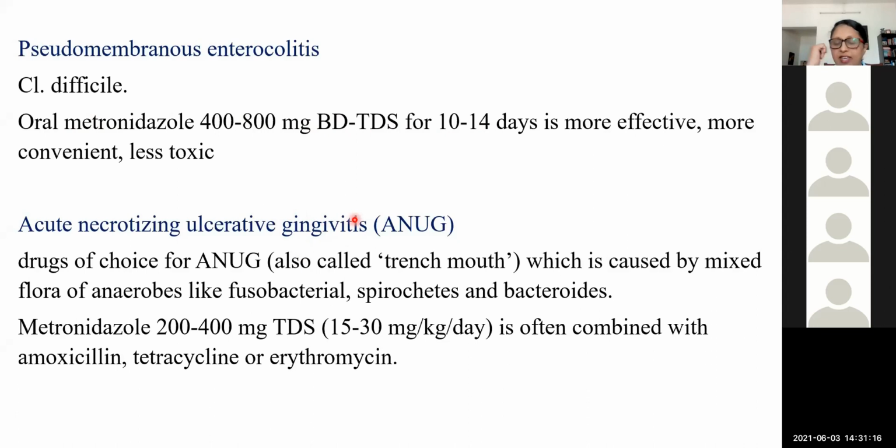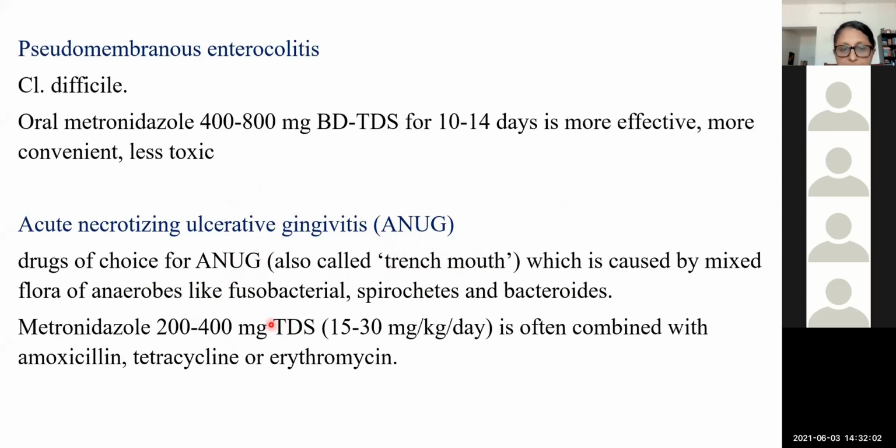Okay. What does gingivitis mean? Which part of our body is affected? This metronidazole is used in acute necrotizing ulcerative gingivitis. So gingivitis, which part of our body? Gums. Yes. So there will be inflammation as well as ulceration in the gum. That is called ANUG or trench mouth. Here also we can use this metronidazole, and it is caused by some anaerobes like fusobacteria, spirochetes and bacteroides. So this is where metronidazole is given.